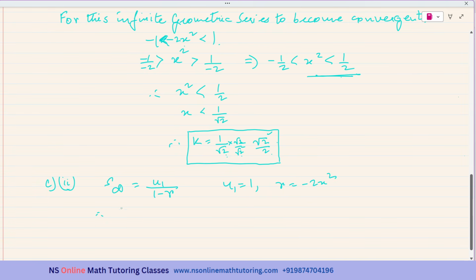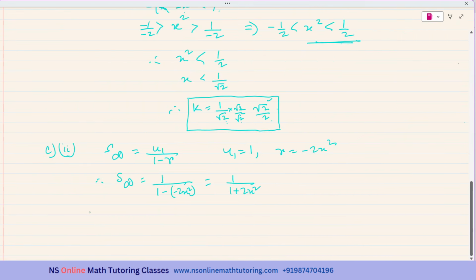So therefore, S infinity equal to 1 over 1 minus (minus 2x squared), equal to 1 over 1 plus 2x squared. So therefore, f of x should be equal to 1 over 1 plus 2x squared, where therefore a is equal to 1 and b equal to 2.